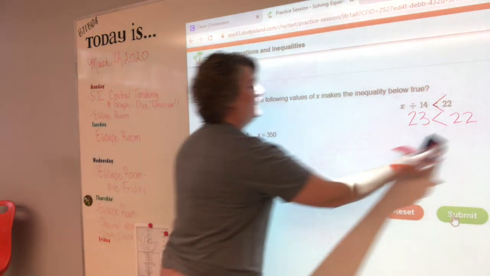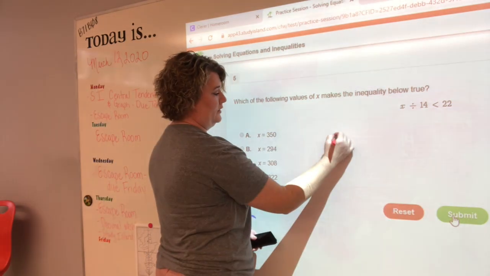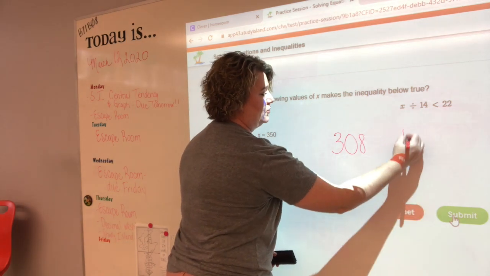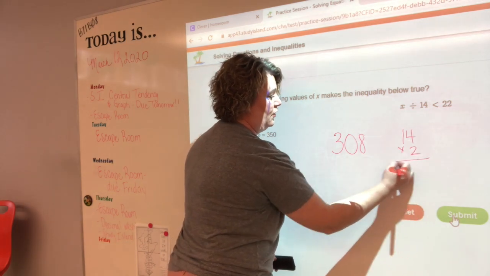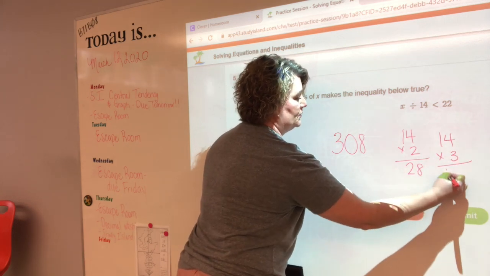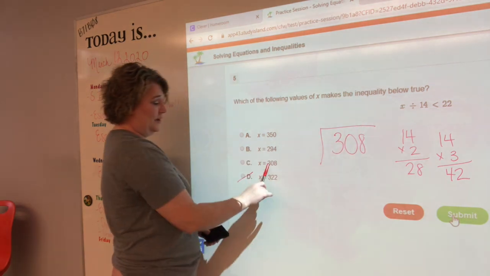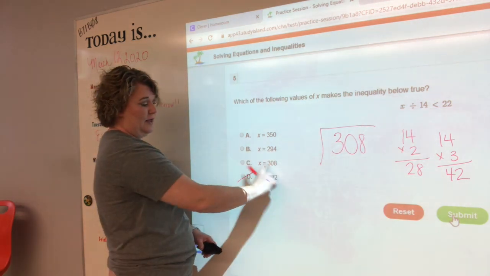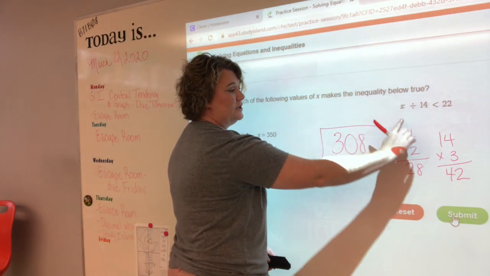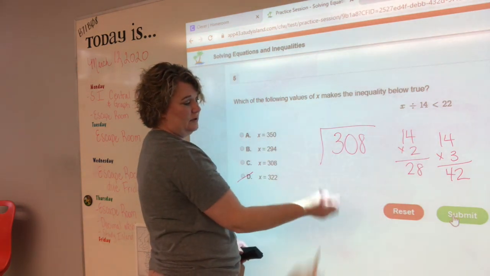So let's try C. If I put 308 right here, and you know what? I should have left these up here since we're dividing by 14, so I'm going to go back and rewrite those. 14 times 2 was 28, and 14 times 3 was 42. That's going to come in handy. I'm going to need that. Okay, so where did I get my 308 from? Right here, because that's where X is, and I'm going to plug that in for that X. So that would be 308 divided by 14, and I'm rewriting it under the hood.